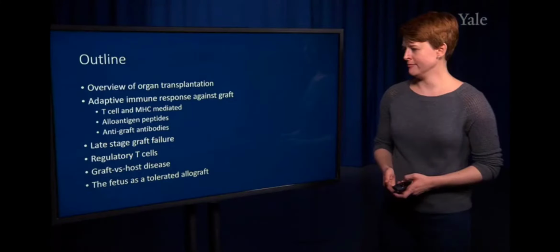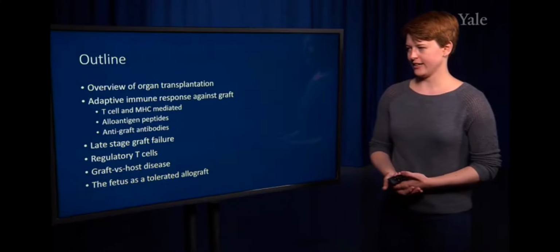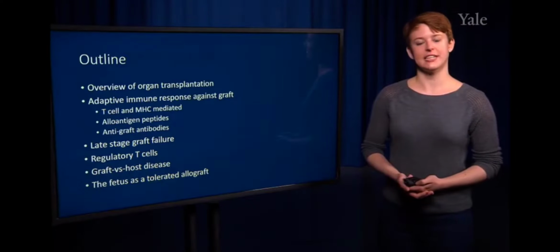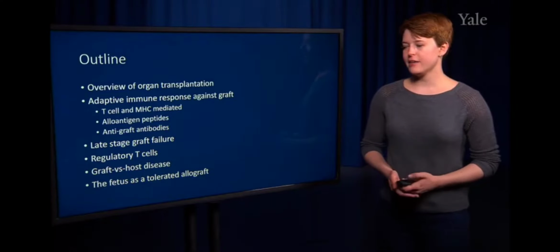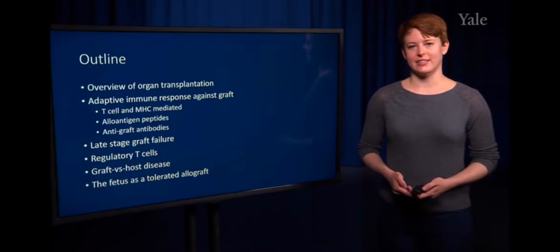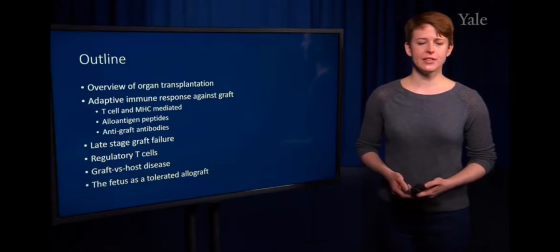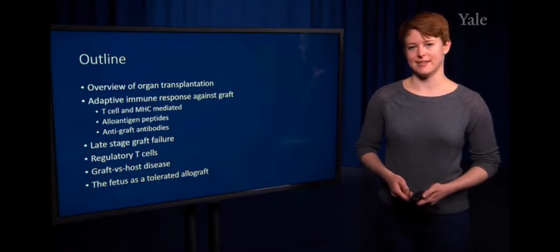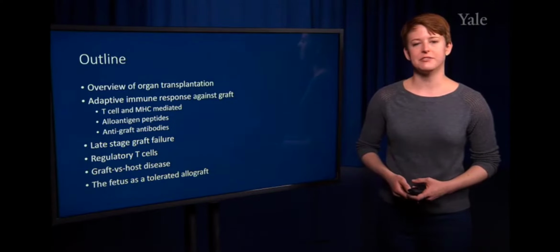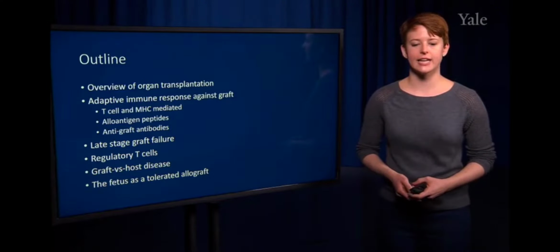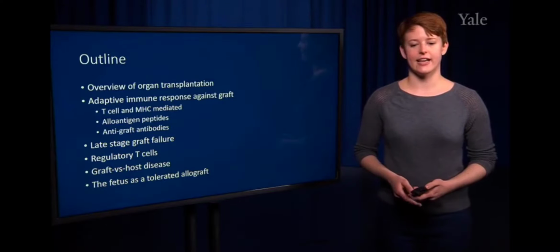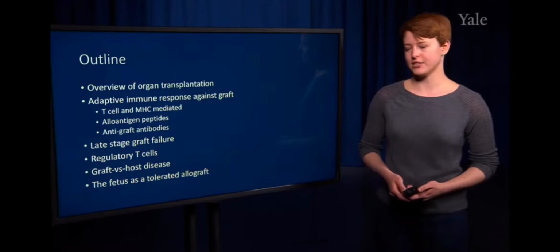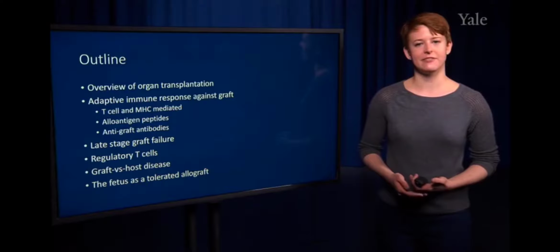We'll also talk about different types of rejection, such as late-stage graft failure, and we'll discuss as well the roles of regulatory T cells. And finally, we'll wrap up with a couple examples, including graft versus host disease, and an example using the fetus as a tolerant allograft, so as an allograft that's non-self but is typically not rejected.